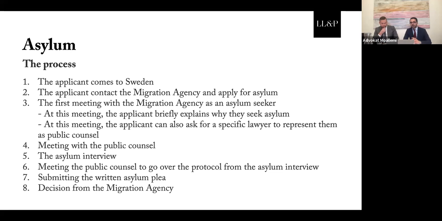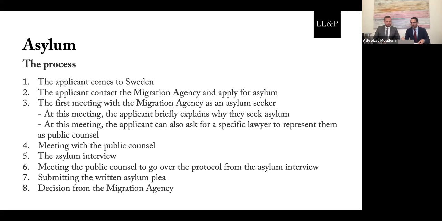At this first meeting, you could also present the name and contact information of the lawyer you wish to represent your case. It is not necessary. If you do not have the name of a lawyer, one will be appointed to you. And it should also be said that the lawyers in asylum cases are paid for by the Swedish government, so you don't have to pay for a lawyer when you seek asylum.